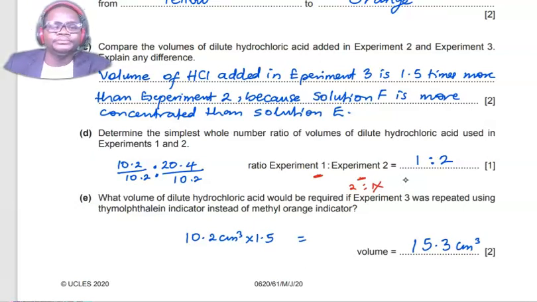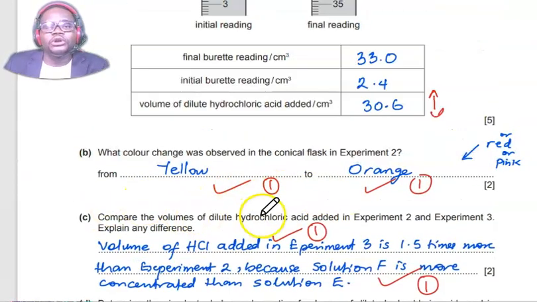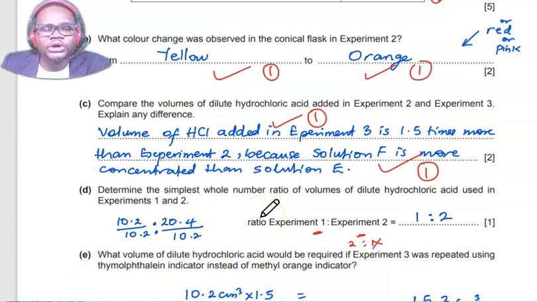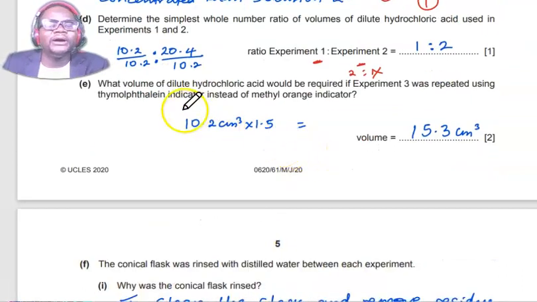Okay, good. So you get your value here. For your reason, you get 1 mark. For stating the difference in volume, you get 1 mark. And for stating the color changes here, you get 1 mark each for your color changes. Okay, good. So now, what volume of dilute hydrochloric acid will be required in experiment 3 if it was repeated using thymolphthalein indicator instead of methyl orange?